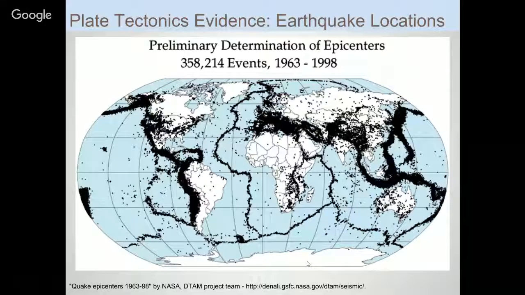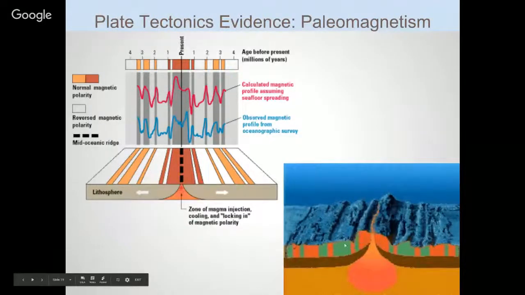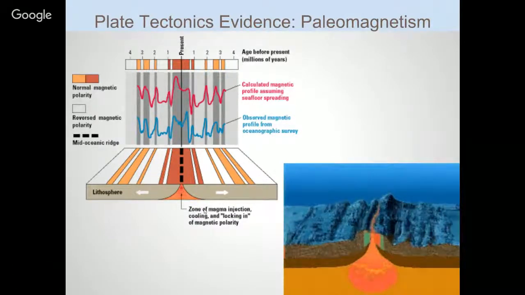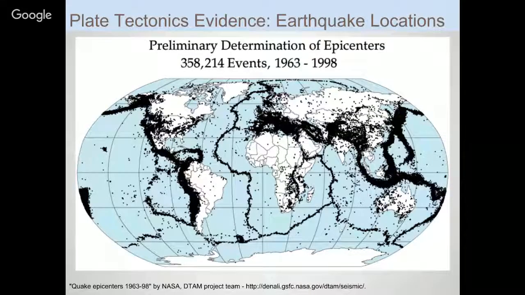Besides our interpretation of the magnetic record on these plates and how it's symmetrical, which supports this idea of generating new plate on either side of these ridges, we have the distribution of earthquakes and volcanoes, right? Here's earthquake locations over time, the major earthquakes from 1963 to 1998, and you can see that they align very well with our understanding of where the plate boundaries are. Sometimes there are exceptions, like hotspots and things like that, but for the most part, you get your densest concentration of earthquakes wherever you have interactions of tectonic plates.